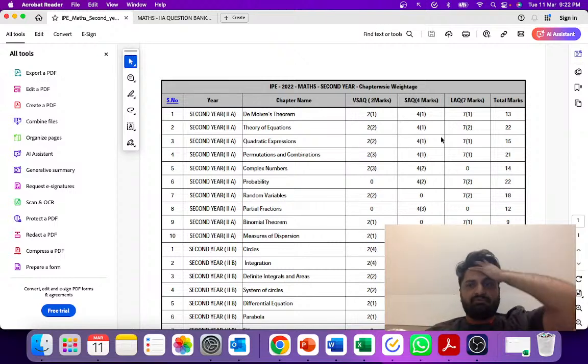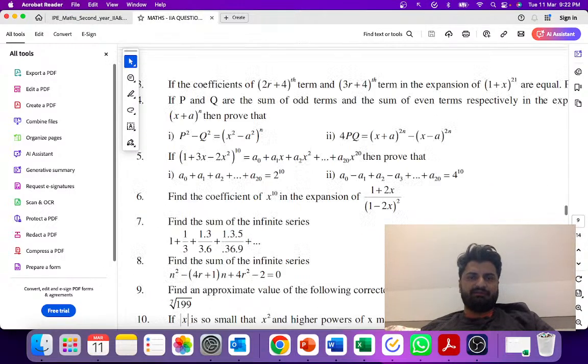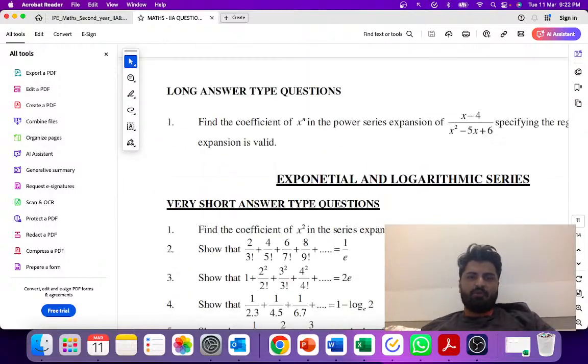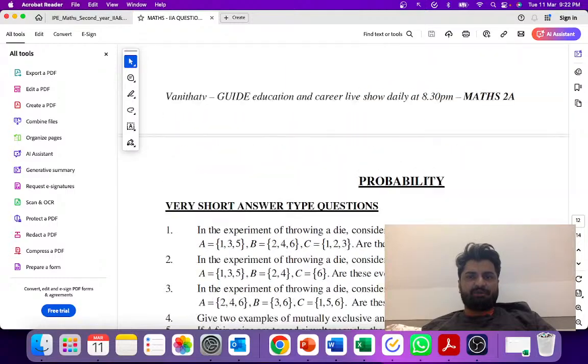And now coming to the next topic. So already theory of equations we did based on the square roots. Permutations, combinations I've already told you. Next we will go to probability, a very very important chapter, not only for boards, even for competitive exams like EAMCET. So probability is also very very important.